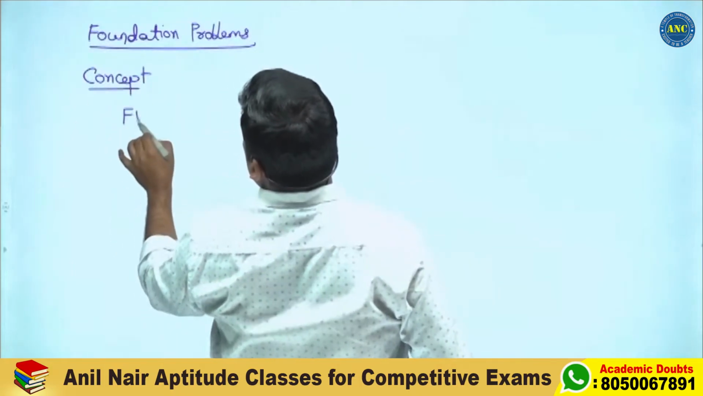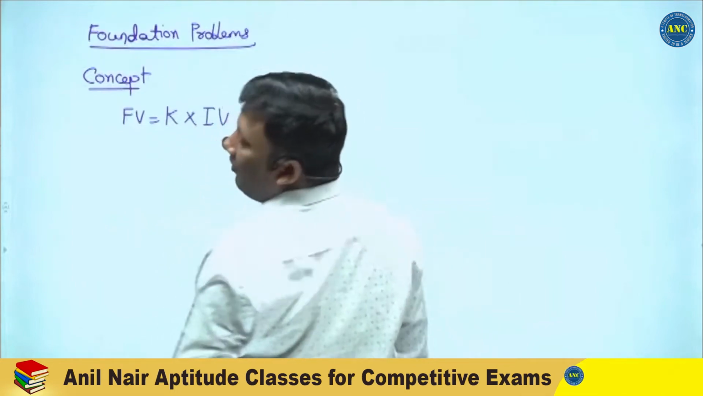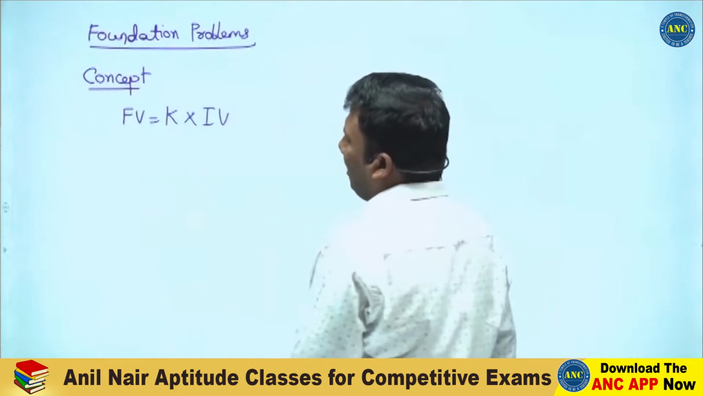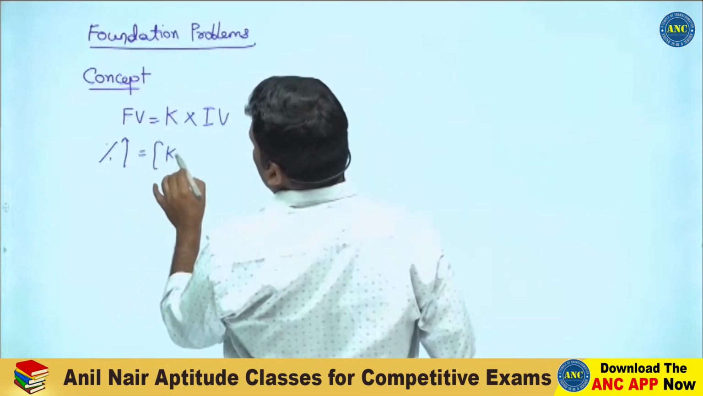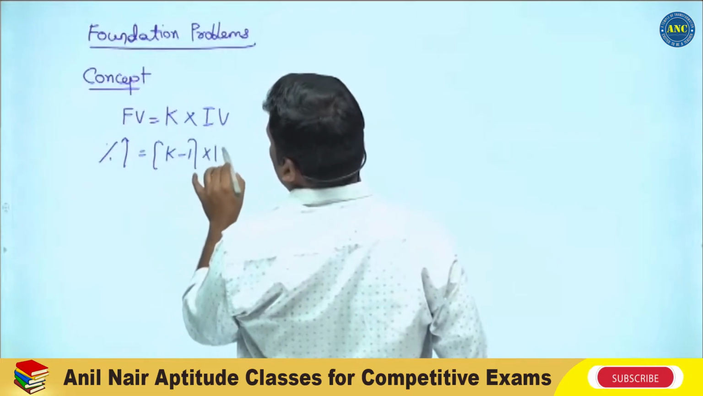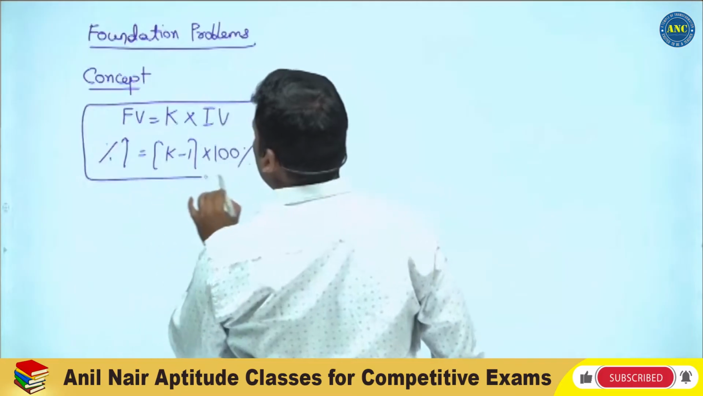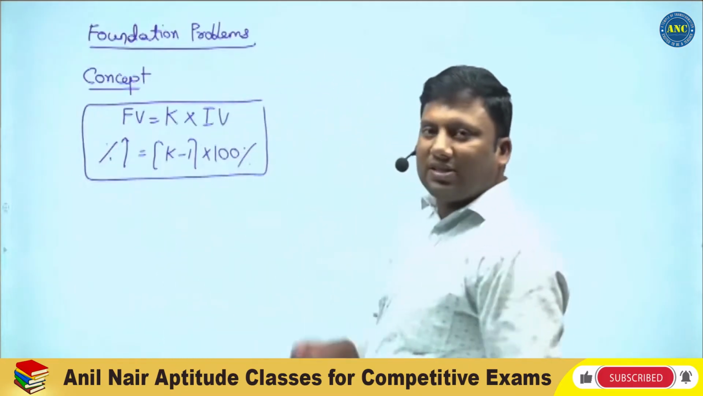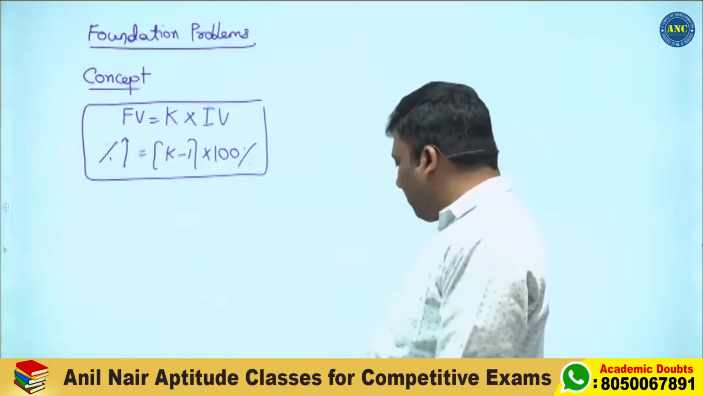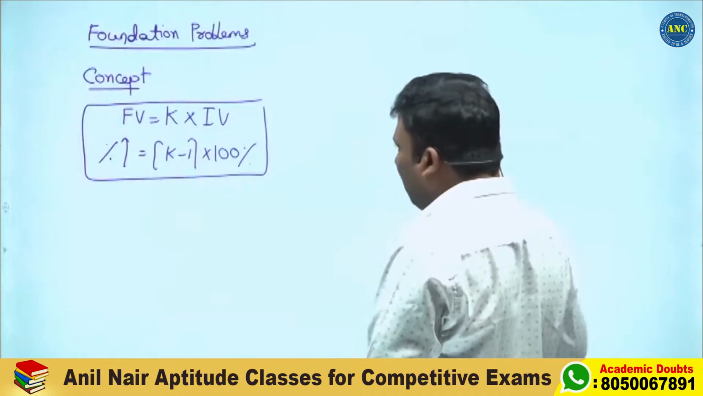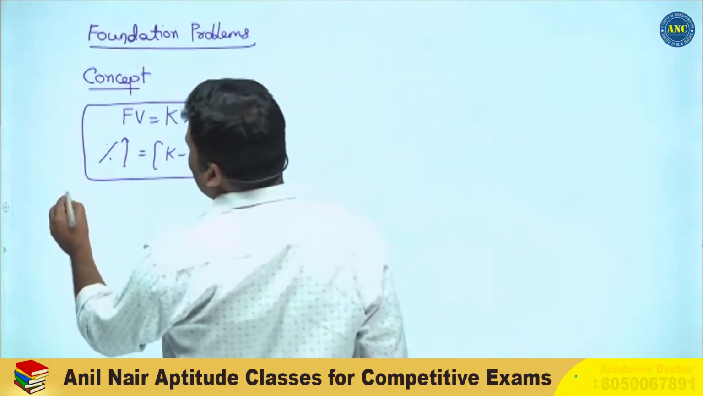If a final value is k times the initial value, percentage increase is given by (k minus 1) into 100 percentage. Sir, why did we get k minus 1? It's a very easy concept.